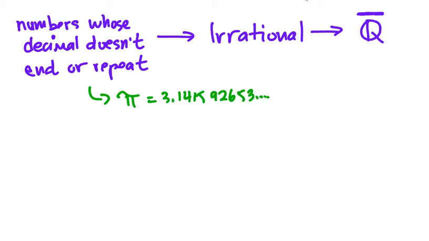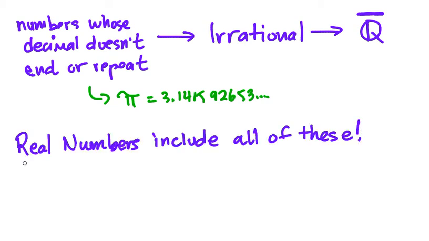All of these numbers together, every single kind of number that I've listed on this page, all of these are known as real numbers. And real numbers actually have their own symbol. This is where we needed that R, and it's an R with an extra line in it. So basically any kind of number that you can think of is going to be a real number.